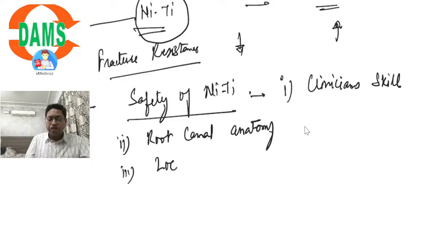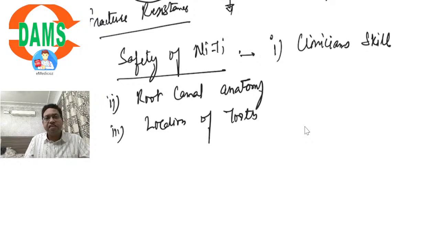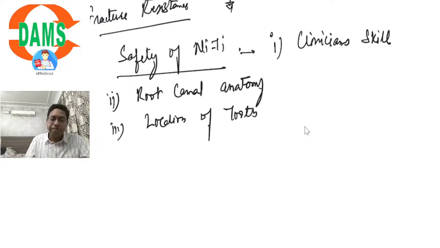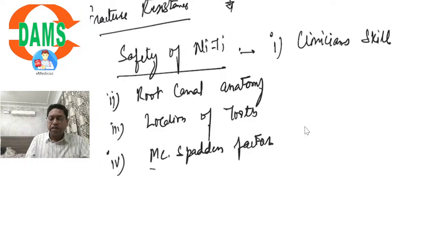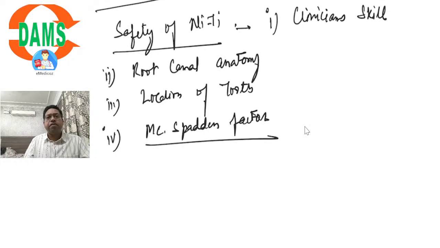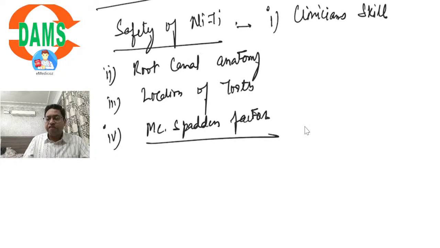Third is location of tooth. Anterior teeth are easily treated without the chances of instrument separation as compared to the posterior teeth. Approach is a problem. And the fourth factor is the Max Padden factor, which ensures the safety of nickel titanium instruments. What is the Max Padden factor?